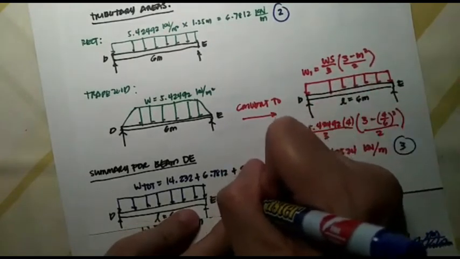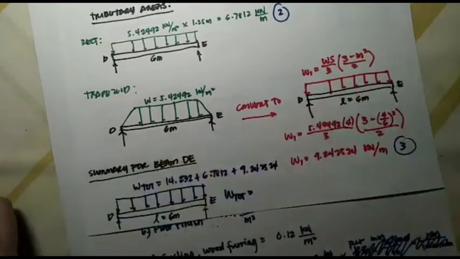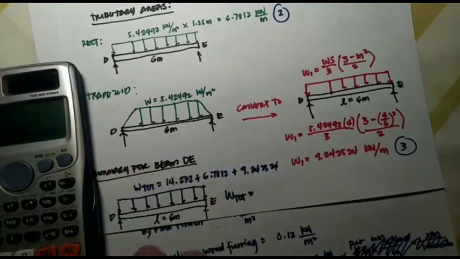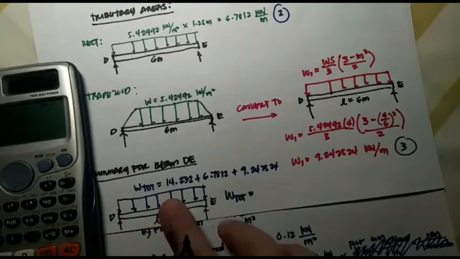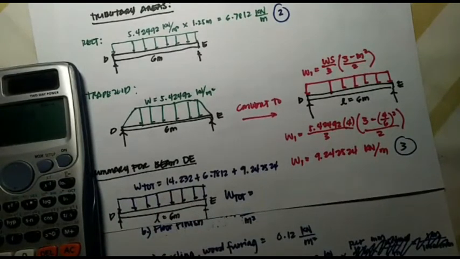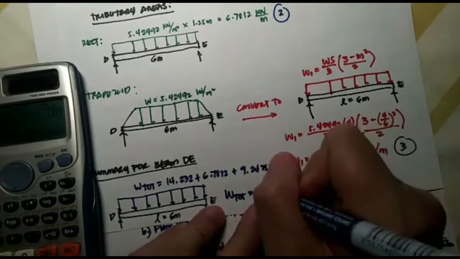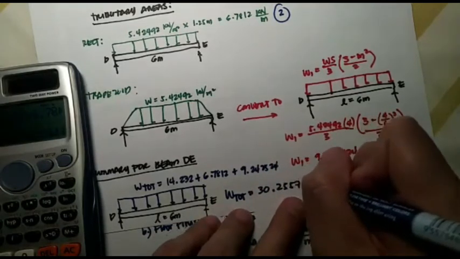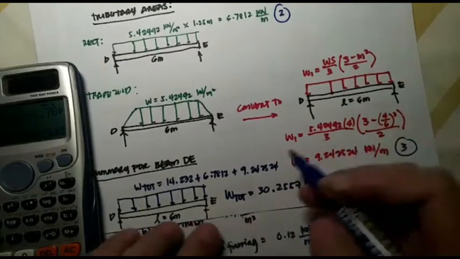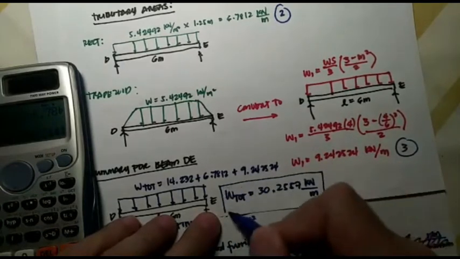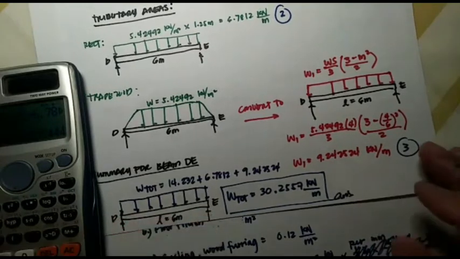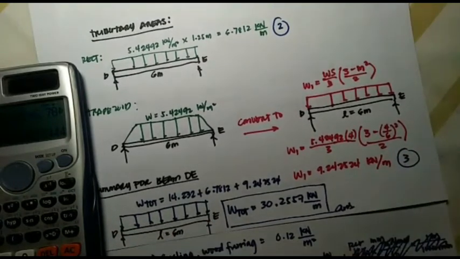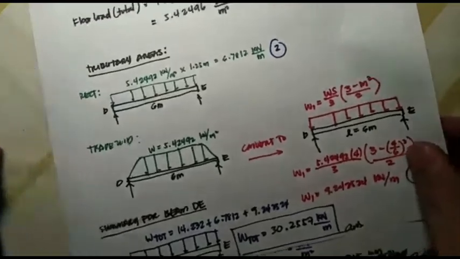So therefore, the total uniform load for beam DE is 14.232 plus 6.7812. So that would be 30.2557 kilonewton per meter. So ito ngayon yung pinaka total load sa beam DE. Okay? So sa beam DE pa lang yan.